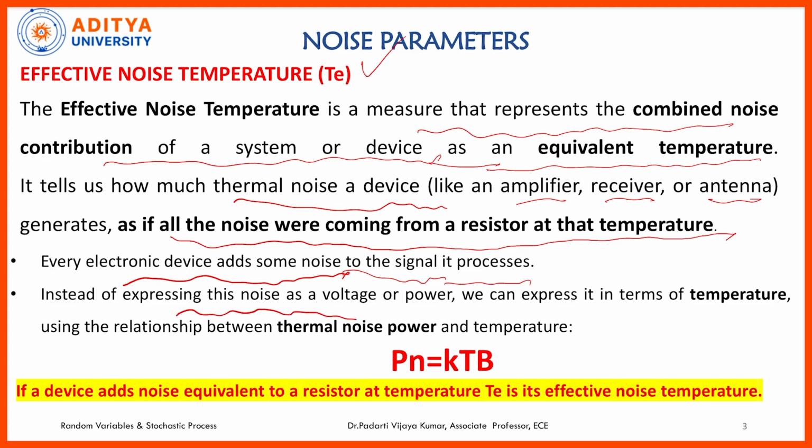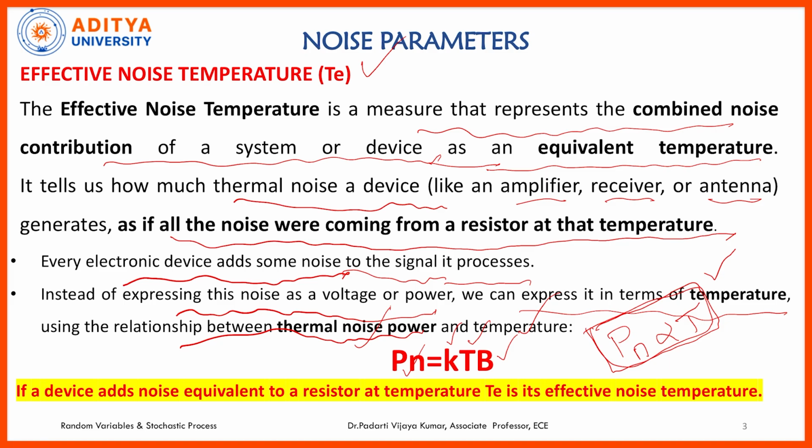Instead of expressing noise as a voltage or power, we can express it in terms of temperature also. There is a relationship between thermal noise power and temperature: thermal noise power is Pn, temperature is T, K is the Boltzmann constant, and B is the bandwidth. Thermal noise power is directly proportional to the temperature. If a device adds noise equivalent to a resistor at a temperature T, that temperature is the effective noise temperature. So noise power is directly related to effective noise temperature.